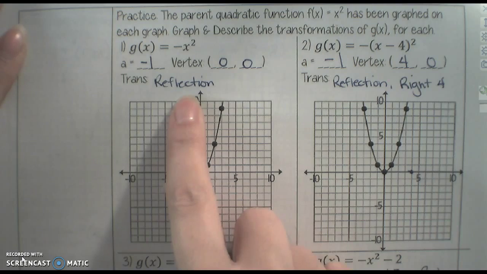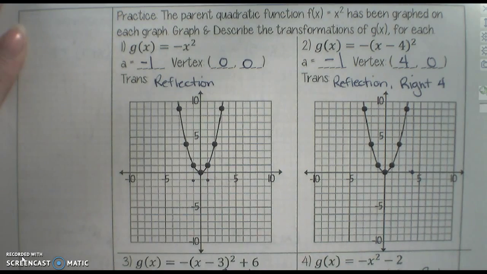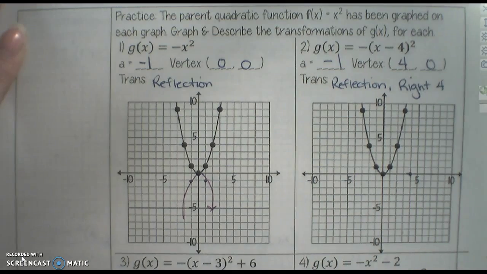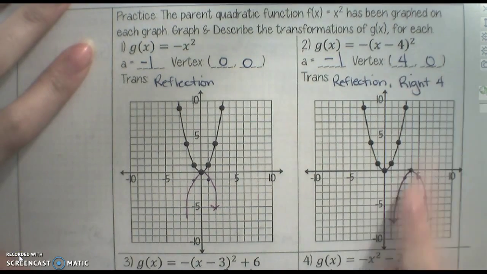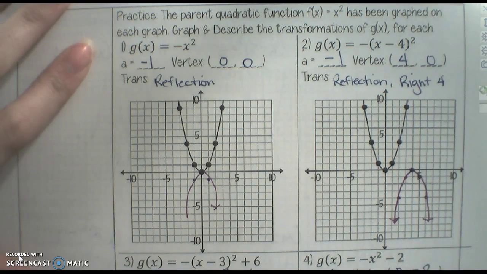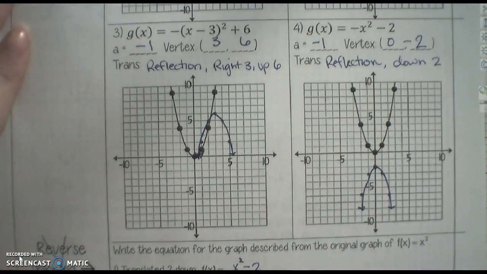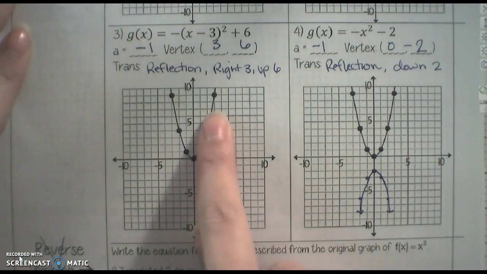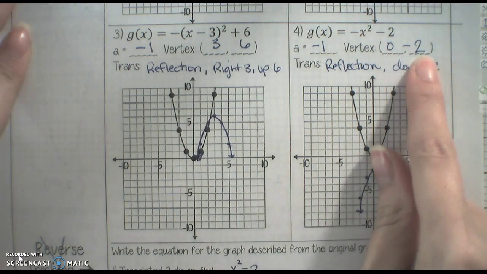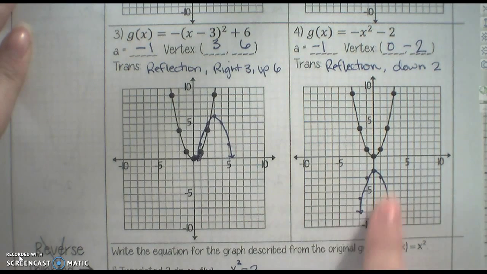Number one was just a reflection, which you can't see. Number two was a reflection and moved right 4. Since we're at 4, 0, that's our vertex point, and then we need to go upside down. So reflection and right 4. And then number 3 was reflection, and it moved right 3 and up 6. Number 4 started at 0, -2, and it was reflected, so it moved down 2 and had a reflection.